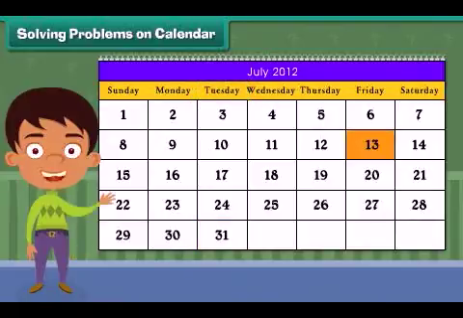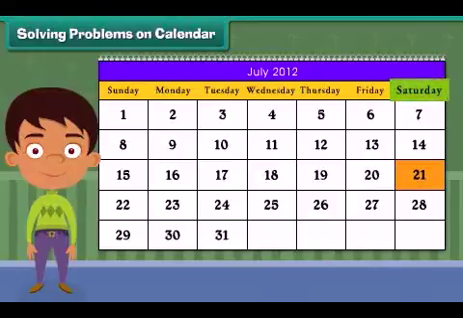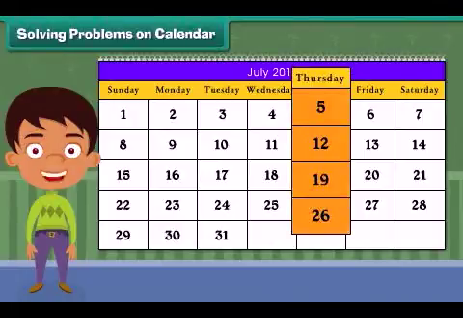What day is it on 13th July? It is Friday. What is the date on the second Saturday? It is 14th July. Is the 21st a Sunday? No, it is not a Sunday. It is a Saturday. How many Thursdays are there in this month? Yes, there are 4 Thursdays in this month.